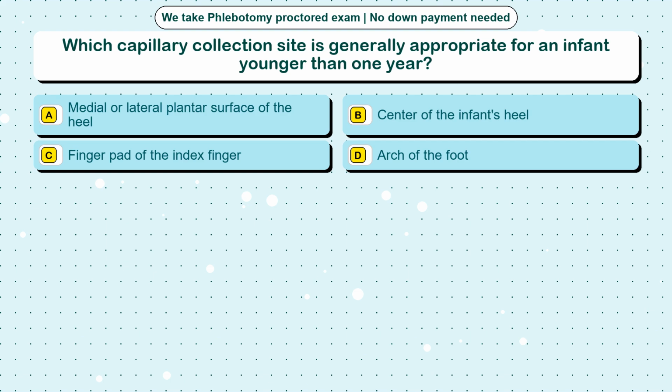Question 12. Which capillary collection site is generally appropriate for an infant younger than 1 year? Option A. Medial or lateral plantar surface of the heel. Option B. Center of the infant's heel. Option C. Finger pad of the index finger. Option D. Arch of the foot.